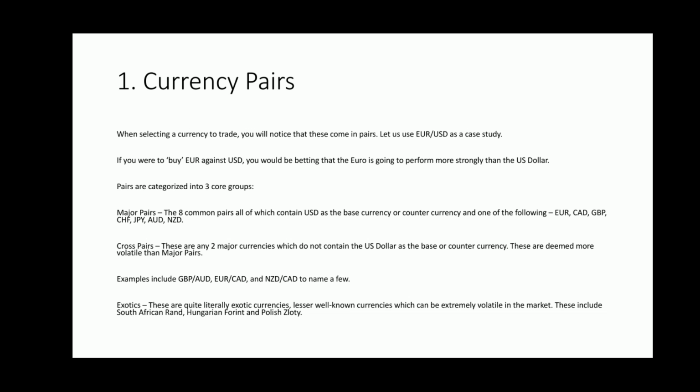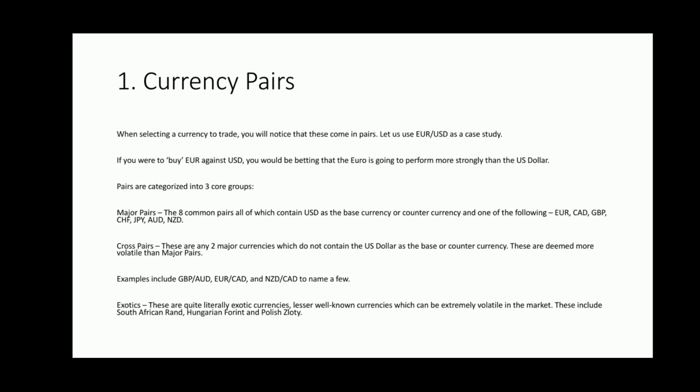Then we have the cross pair. Now these are any 2 major currencies which do not contain the US dollar as a base or a counter currency. So if we look at an example, we will see the Great British Pound against the Australian dollar. So it's not the US dollar as a base or a counter currency. We have the New Zealand dollar against the Canadian dollar. So any pair that does not have the US dollar as the base or the counter currency, that is what we call our cross pairs.